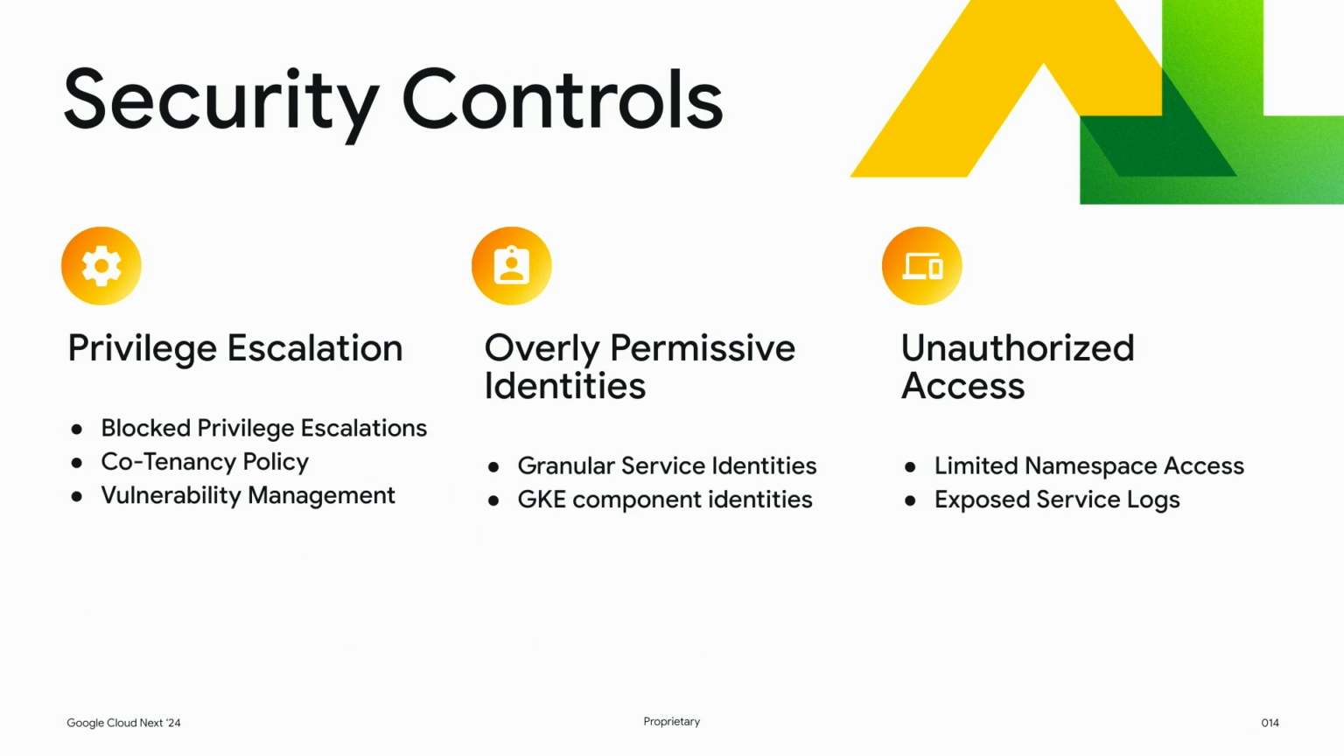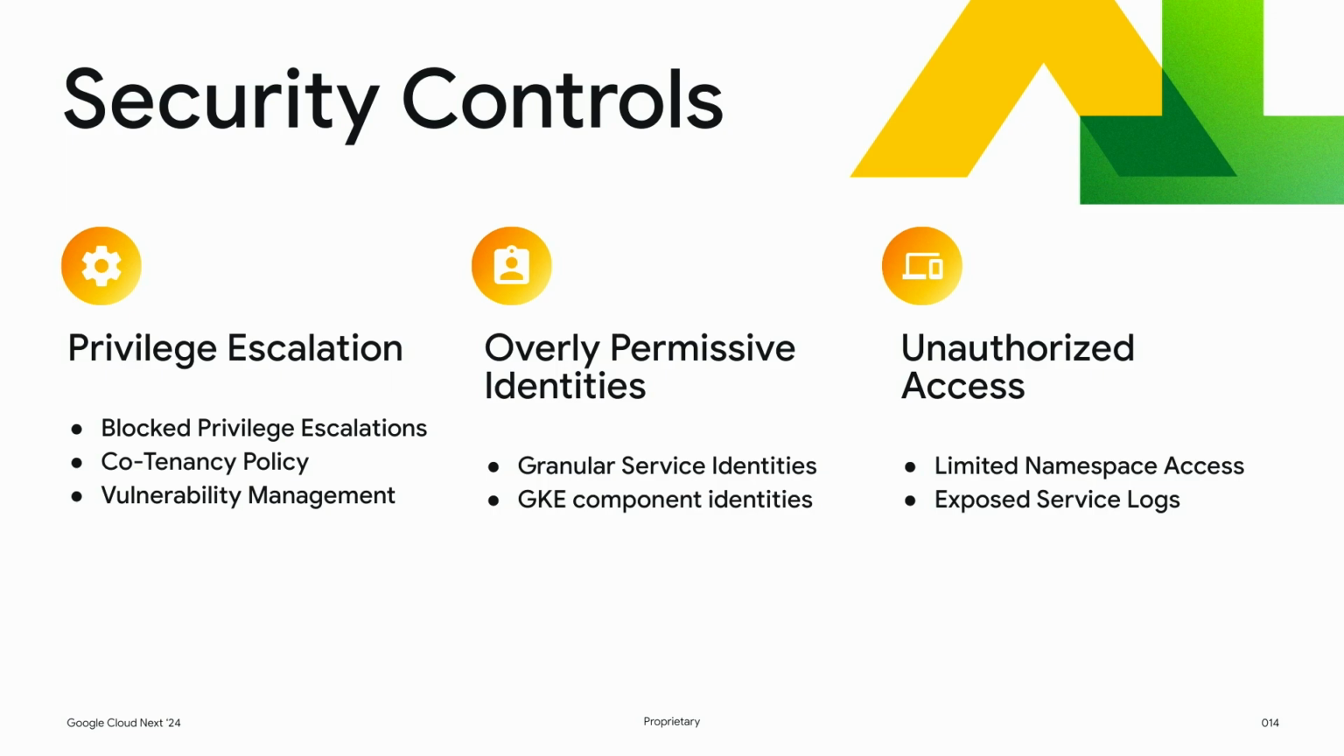To address all of these risks, we need robust security controls. Let's briefly overview these controls for each of the three areas. For privilege escalation, we proactively block known bad configurations that could lead to privilege escalation. We enforce policies for service placement, ensuring that services are scheduled on clusters based on their sensitivity and potential impact. Additionally, we monitor and patch disclosed vulnerabilities to minimize the risk of exploitation.